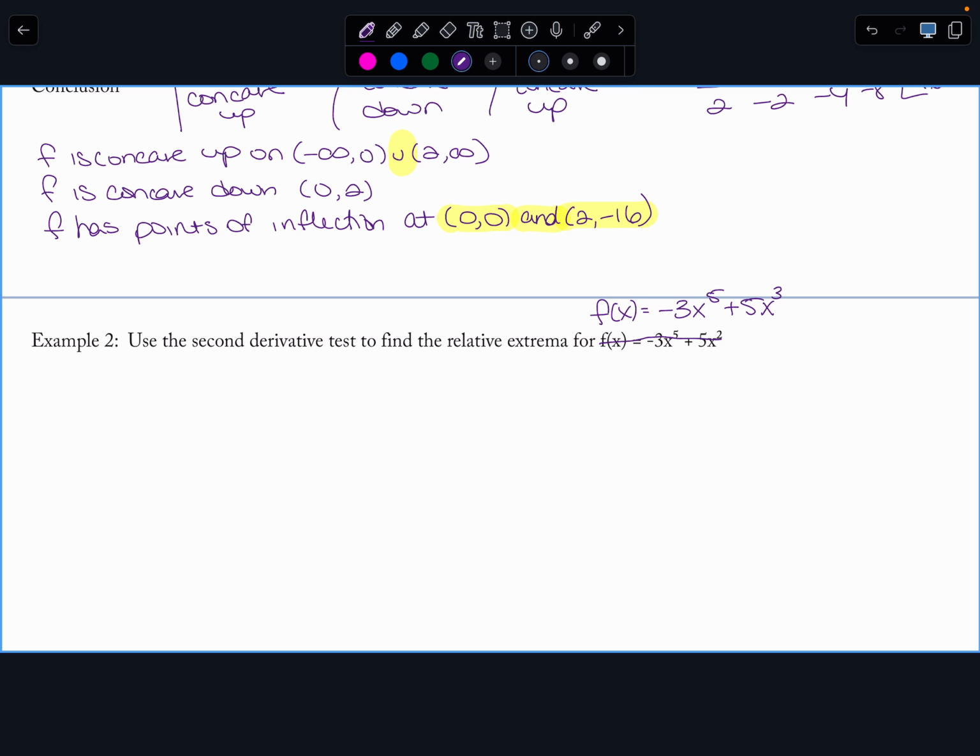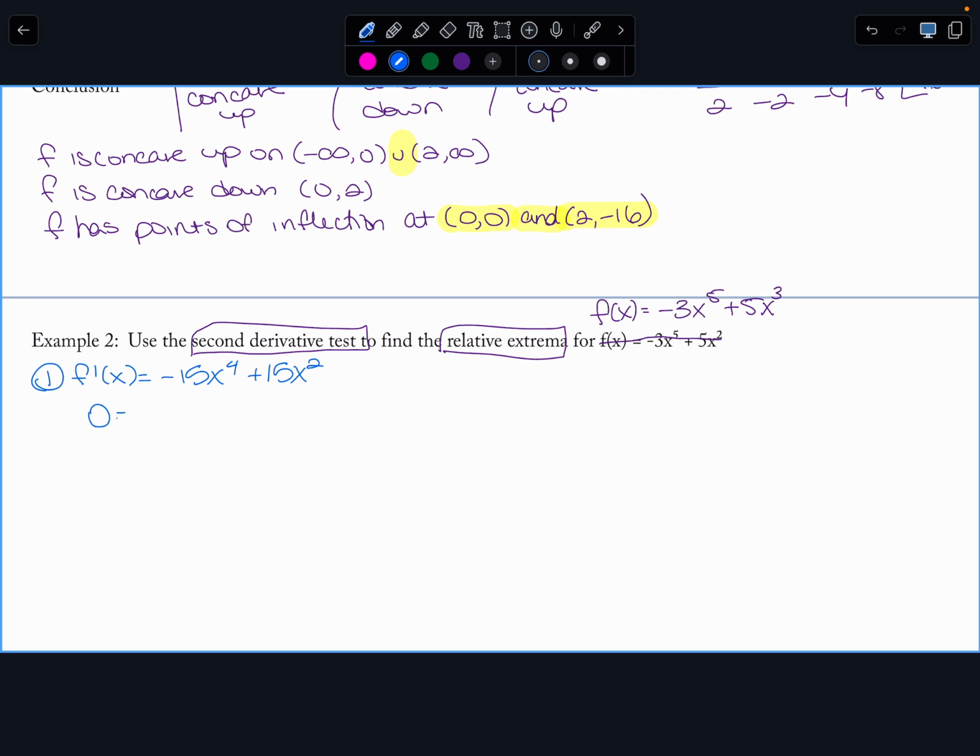Okay. So I want to use the second derivative test. The second derivative test tells me relative mins and relative maxes. So it tells me relative extrema based upon looking at the critical numbers and figuring out whether or not the function is concave up or concave down. Okay, so my step 1, I'm going to find my critical numbers, so I'm going to take my derivative. So what's my derivative equal to? Negative 15x to the 4th plus 15x squared.